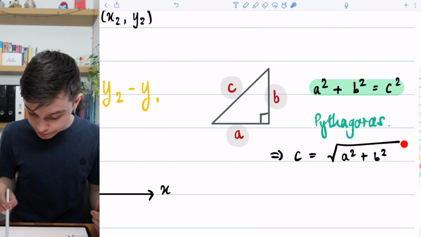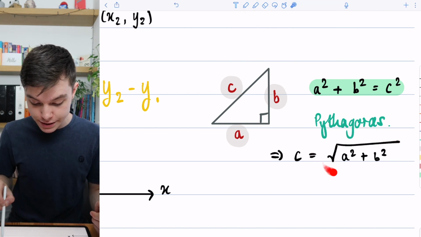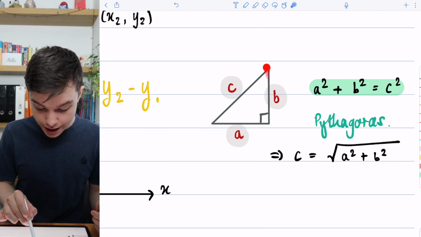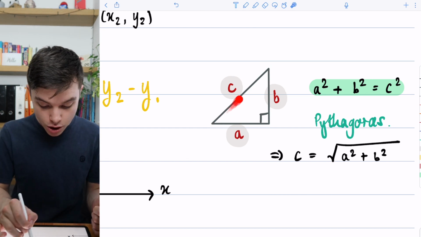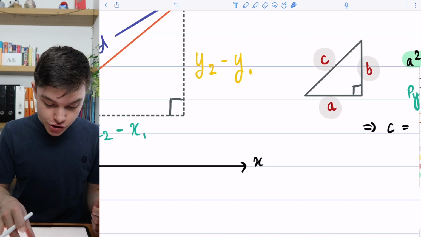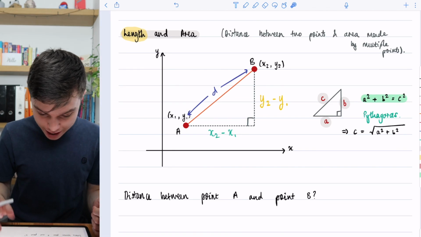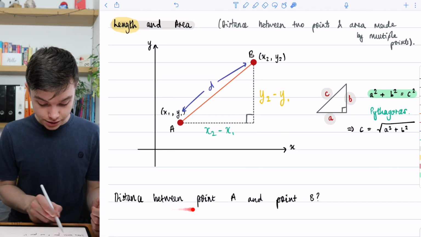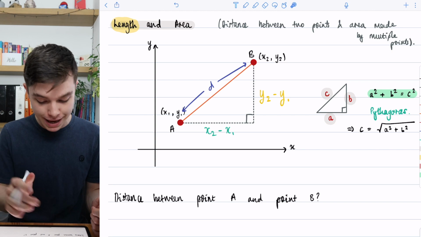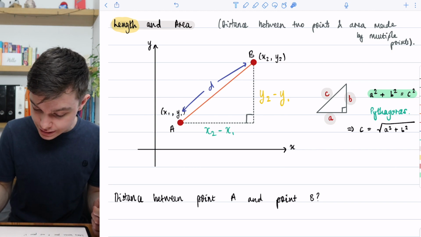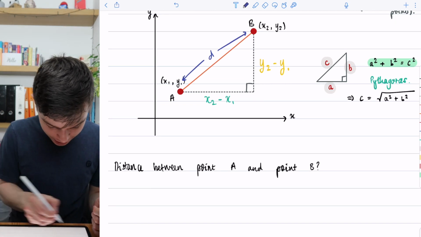So this, the square root of A squared plus B squared, these 2 sides squared, added together, then square rooted, will give me C. So we can answer the question here now that says, well, what's the distance between point A and point B? What's the length of this line D? We'll write it in blue.